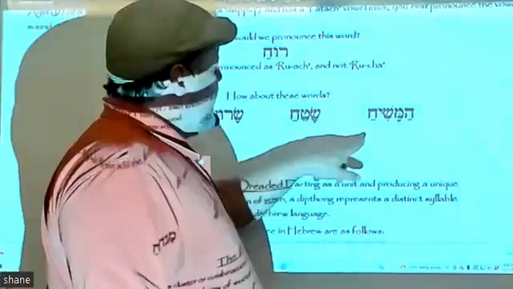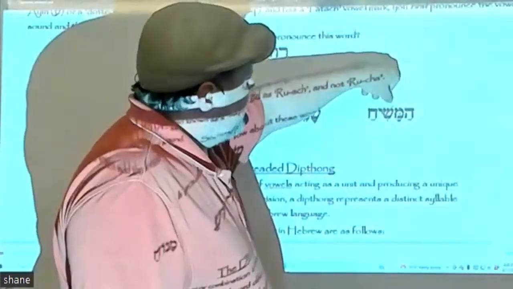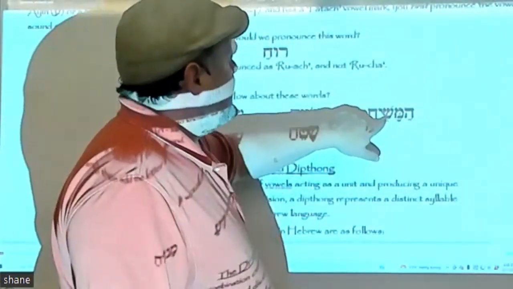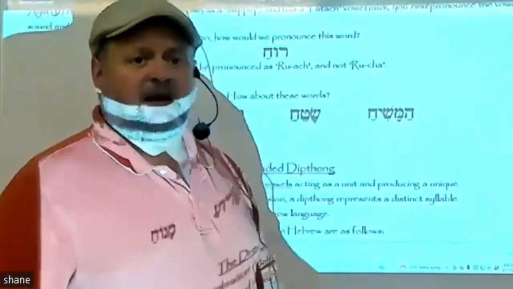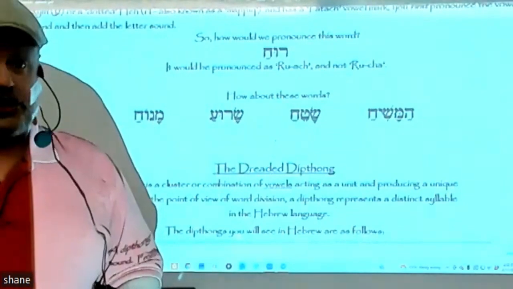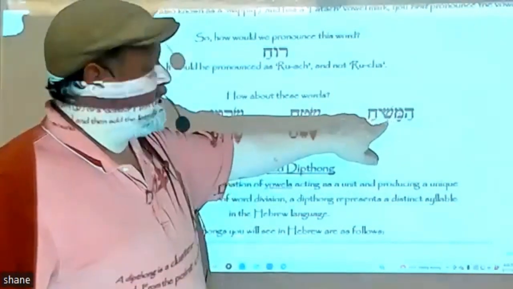Then what letter do we have? We have the letter shin, right? Indicator on the right-hand side, and it's being pointed as hiriq yod. So what sound does that give us? Shi. Okay. So we have hamashi.